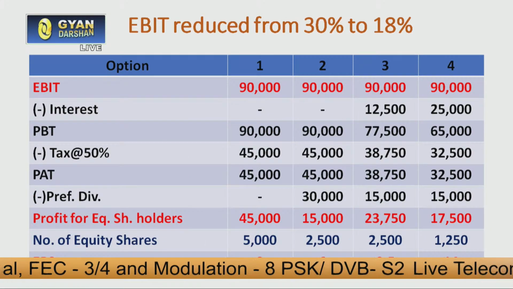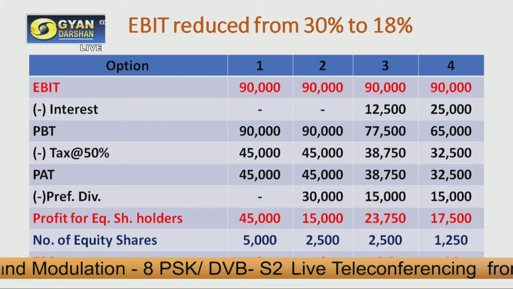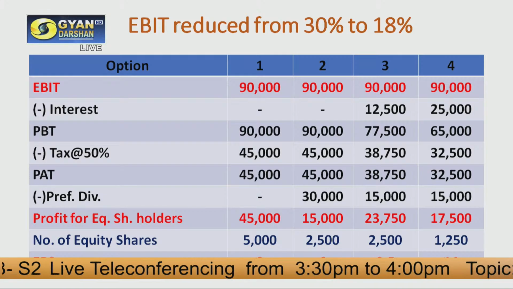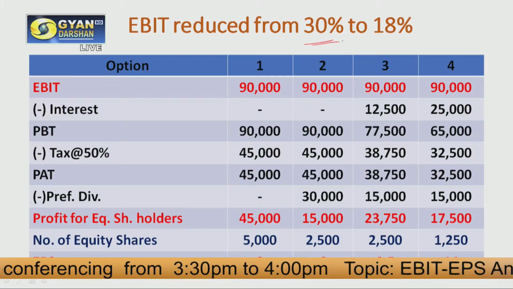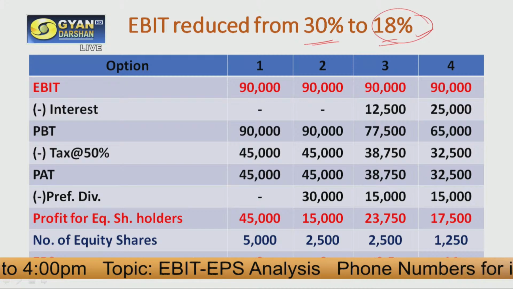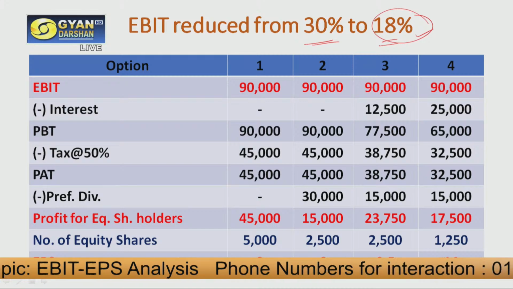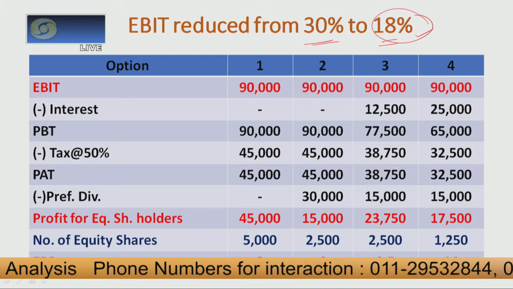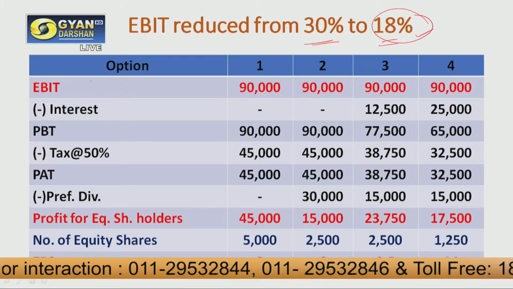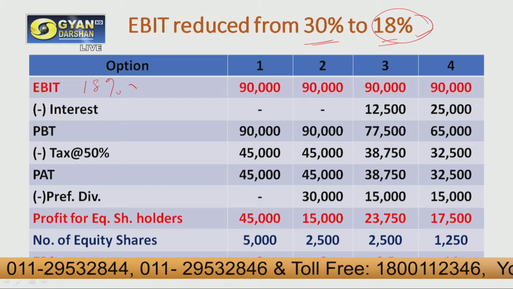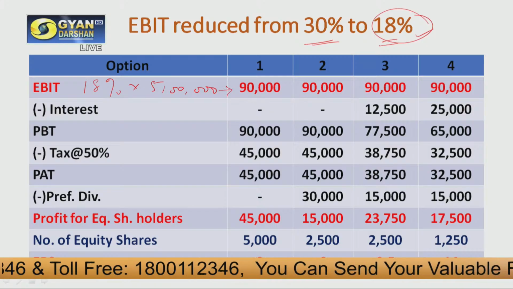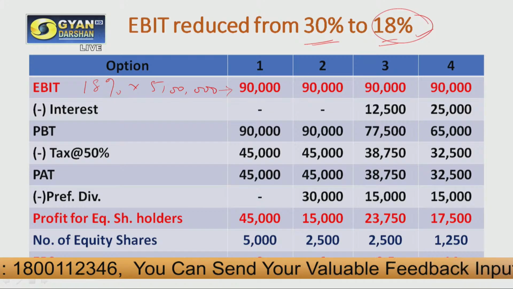So this was the case when our EBIT was fixed and it was 13%. There is one more situation when again our EBIT can be fixed, but in this case it is 18% instead of 13%. So it will be 18% of the capital amount. Our total funds were rupees 5 lakh, so 18% of 5 lakh will be our EBIT in this case. So EBIT is going to be 90,000 in all the 4 cases.